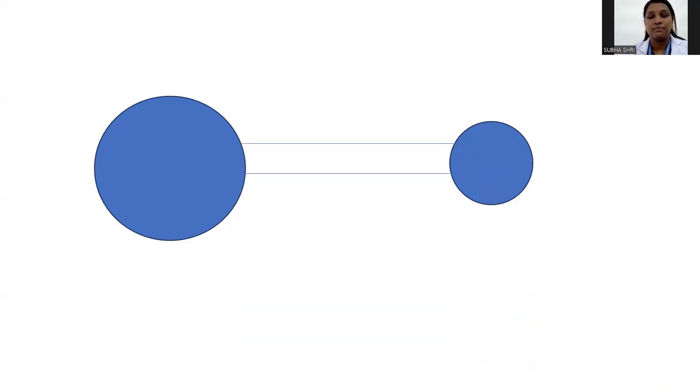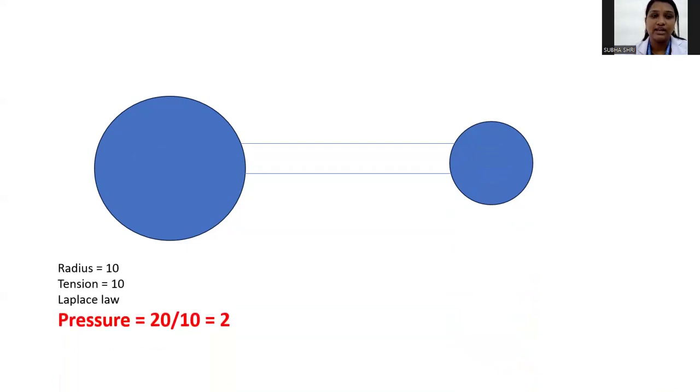What happens if surfactant is not there? The bigger alveolus has a bigger radius, and because of that there will be more water molecules here. So what will happen to the tension here? It will be more. Based on Laplace law, pressure is equal to 2T by R, so the pressure generated in the bigger alveolus will be around 2.